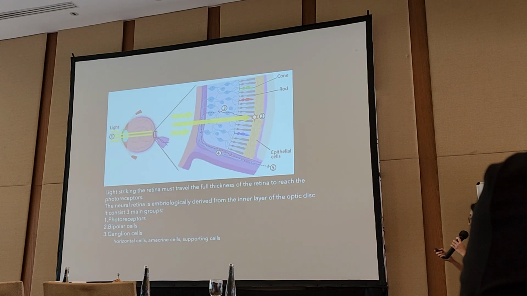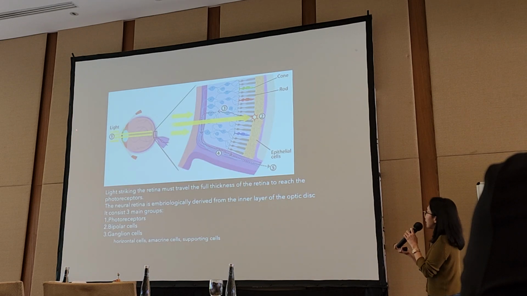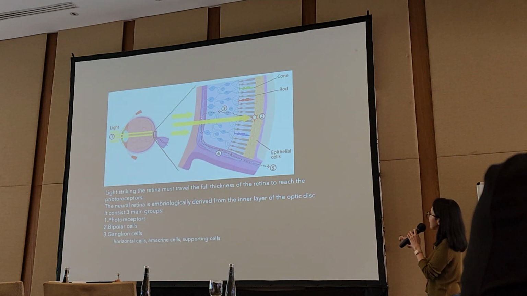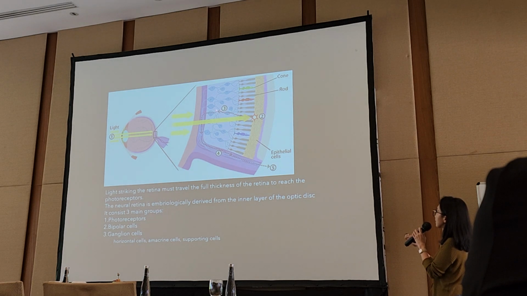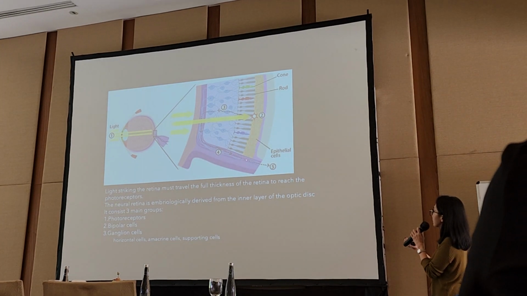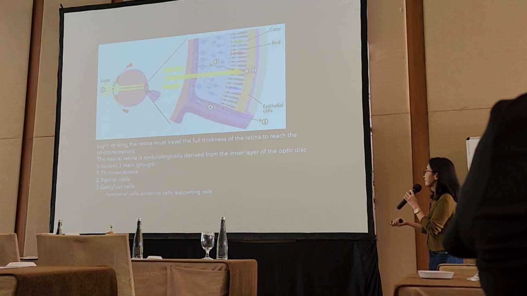When light strikes your eye, the light comes into the pupil, and then the lens deflects it onto the retina. After the light touches the retina, it must travel the full thickness of the retina to reach the RPE first, and then the photoreceptors. Then the photoreceptors generate an impulse that travels through the cells in the retina, through the ganglion cells, and then through the optic nerve, and then we can see.